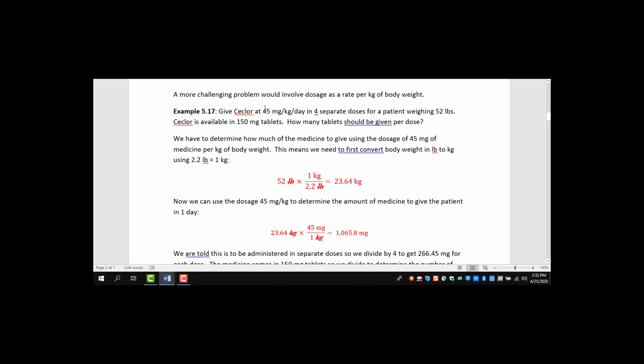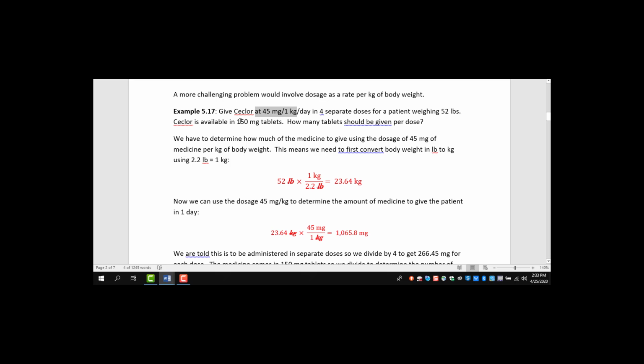Now, what is really important to understand is this. They don't do this, but maybe they should. Put a 1 there. So what it means, you want 45 milligrams of the medicine for every 1 kilogram the patient weighs. So if the patient weighs 2 kilograms, you would get 90 milligrams. Obviously, most patients weigh more than 2 kilograms. And that's per day. So in 4 separate doses. So whatever the amount of medicine you're going to give the person, you're going to divide it by 4 into separate doses.